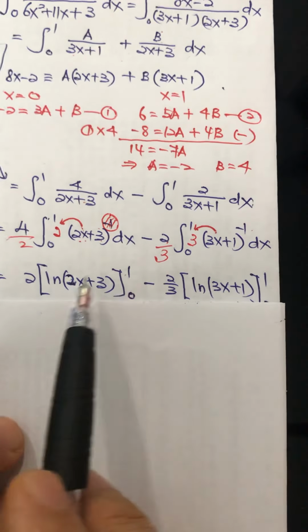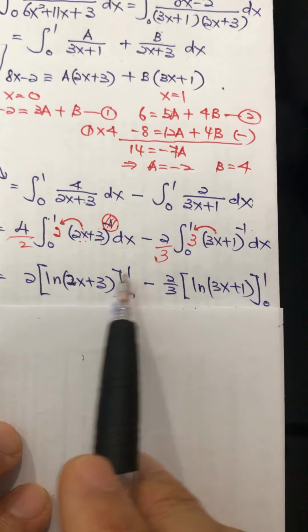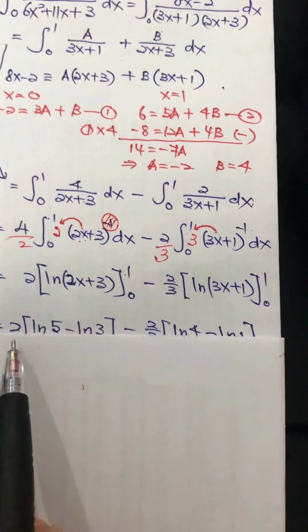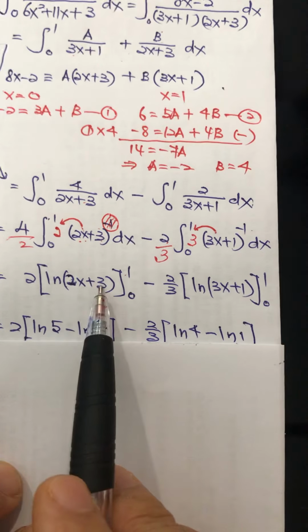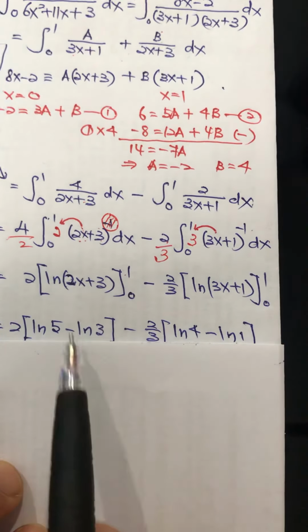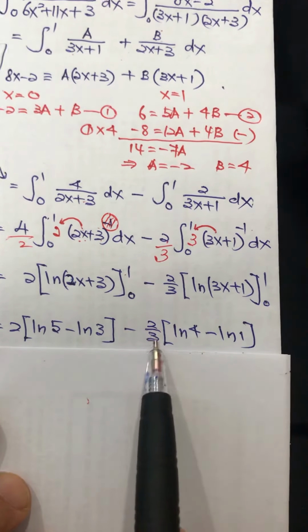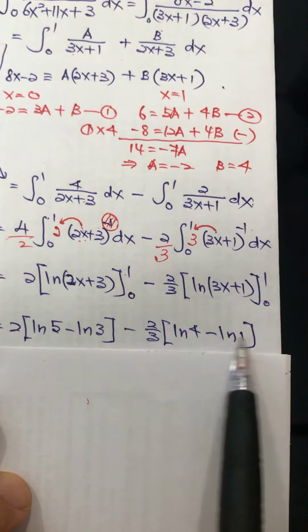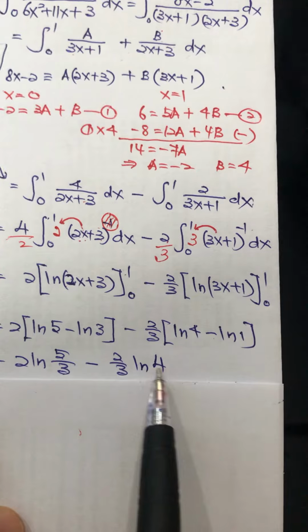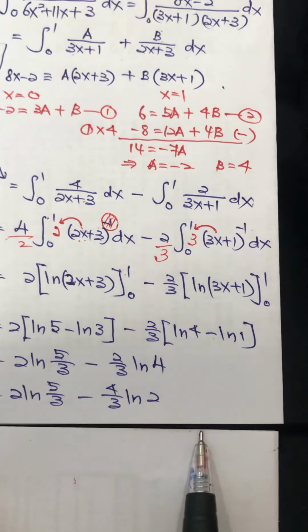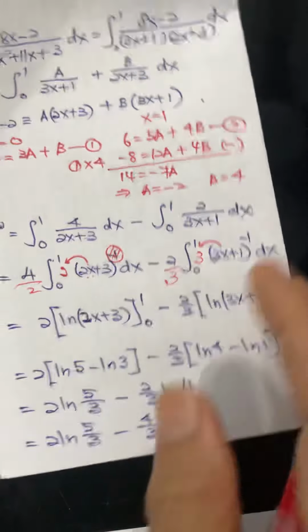Okay, and then what is the meaning of this? The limits here, you substitute 1. So when I substitute 1, I get 2 times 1 plus 3 is 5. Then when you substitute 0, you minus ln 3. Then minus 2 over 3, ln this one is 4 minus this one, and this is 0. So therefore you get this. Okay, next one, last one.